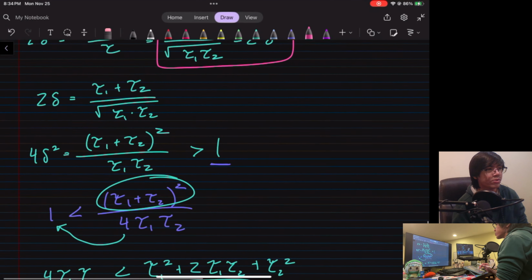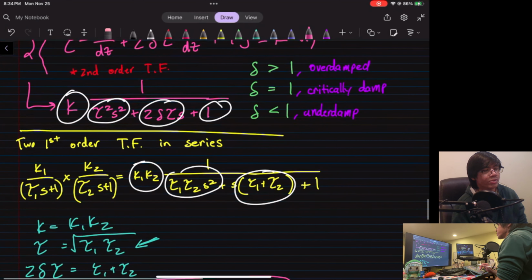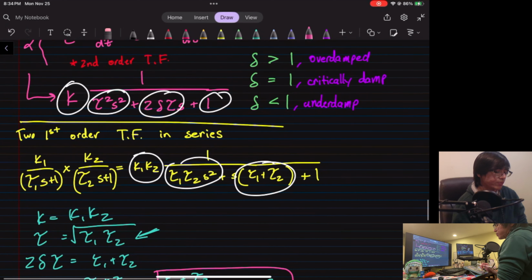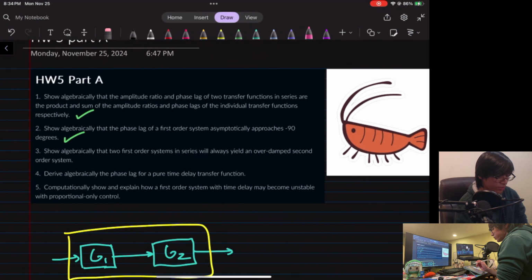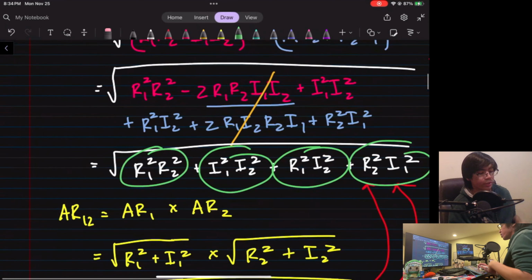And for two first order transfer functions in series, which is what we wrote here, the zeta value is always greater than 1, so it has to be overdamped. So I think that was the third thing here: series will be overdamped for a second order. So we related that to the second order and then did some manipulation with an inequality.